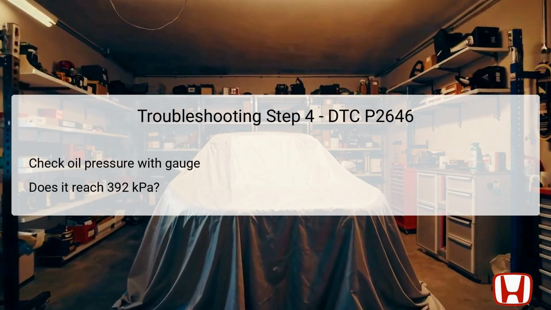After the setup, start the engine and perform the VTEC test using the HDS once more. During this test, monitor the oil pressure reading. The pressure should rise to at least 392 kilopascal, which represents the necessary threshold for adequate performance. If the reading meets or exceeds this benchmark, the issue may reside in the rocker arm oil pressure switch that needs replacement. If the pressure is below this value, further examination of the VTEC system itself is warranted.